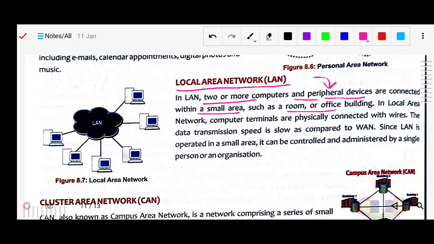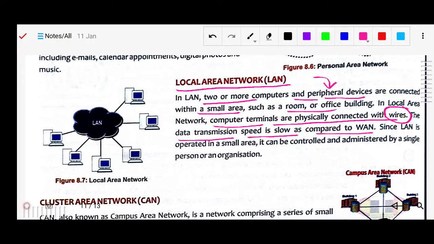In a local area network, computer terminals are physically connected with wires. So here it is sure that in the case of LAN it will be only wired. As we just revised, in LANs generally the baseband coaxial cable is used. The data transmission speed is slow as compared to the WAN. WAN stands for wide area network. We will see that also.